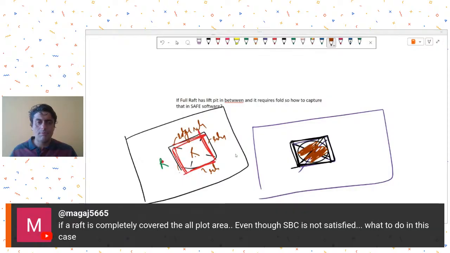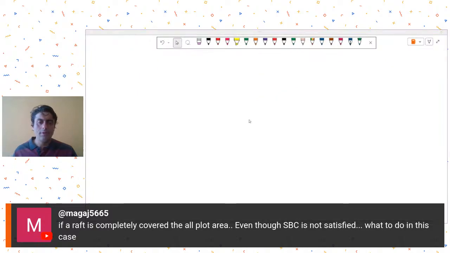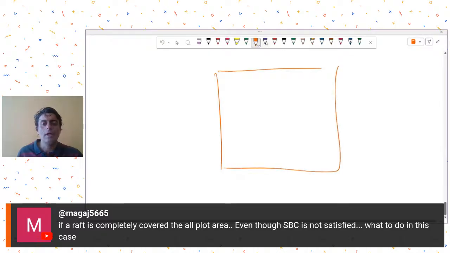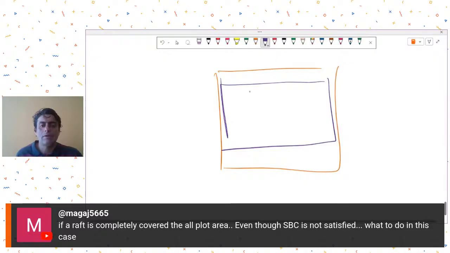Okay, Mr. Magaj has one query. If the raft is completely covering all the plot area and SBC is still not satisfied, what to do in this case? His question is, let's say this is his plot, and because of his column position, the raft he has provided cannot be increased any further.